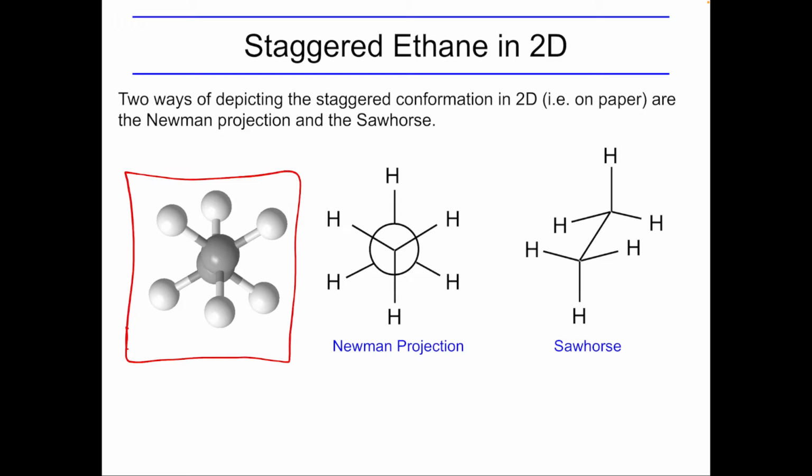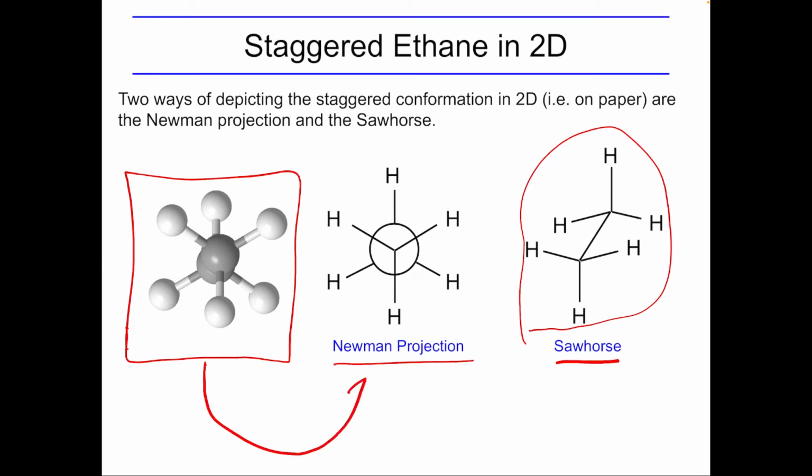Two of which I have drawn here on the right. One's called a Newman projection, and one is called a Sawhorse. The Sawhorse I don't really want to spend much time on because we don't use that very much in this course, but the Newman projection we'll be using quite a bit. So what we're going to be doing is converting this view that we have on the left to the Newman projection view you see on the right.